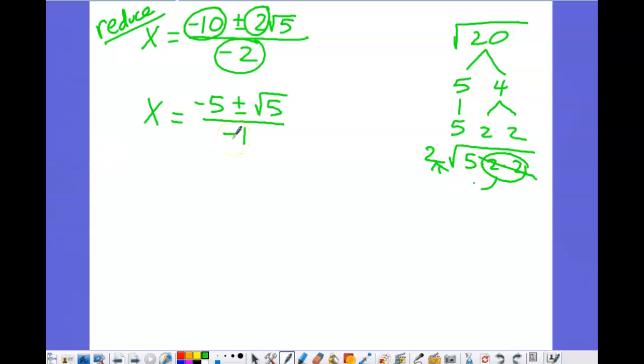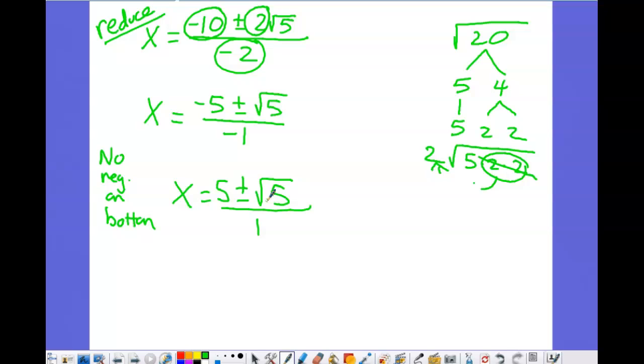If you have a negative on the bottom, we don't like negatives on the bottom. So if you ever have that, what we're going to do is switch them. Here's how it works. I'm going to change that to a positive 1, and the 5 is going to become a positive 5. We don't need to switch this sign because it's already got both anyway, right? No negatives on the bottom. So I'll put that in parentheses.